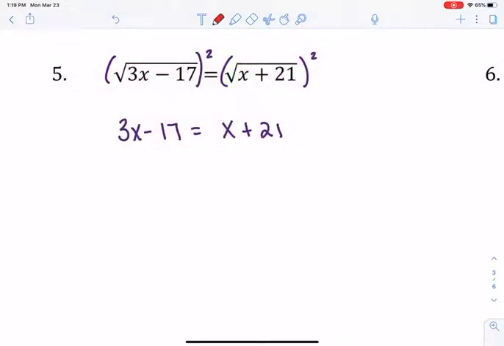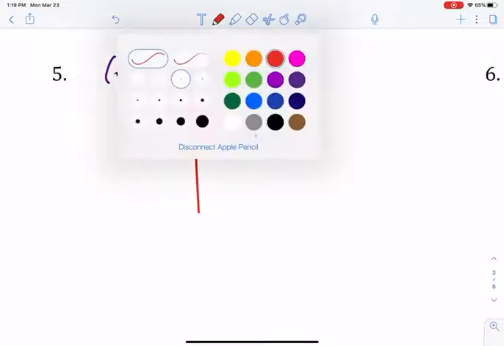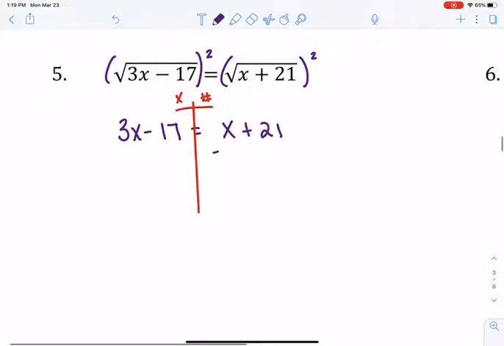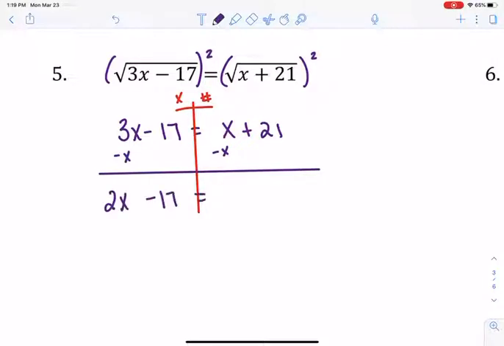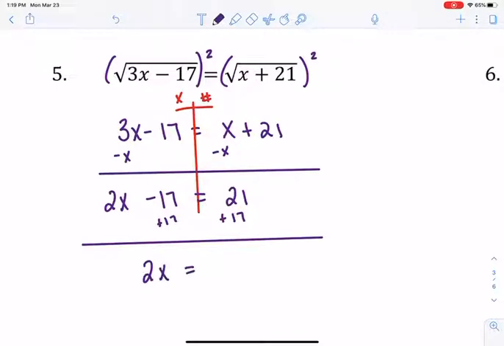And now we're ready to solve, just like it's an equation, solve for x. So I'm going to start with making my t-chart, and let's subtract x on each side. So 3x minus x is 2x, minus 17 is equal to 21. Then we'll add 17 to each side. So we are left with 2x is equal to 38. Then we'll divide by 2 on each side. So x is equal to 38 divided by 2, which is 19.